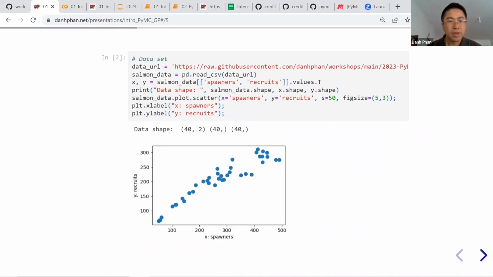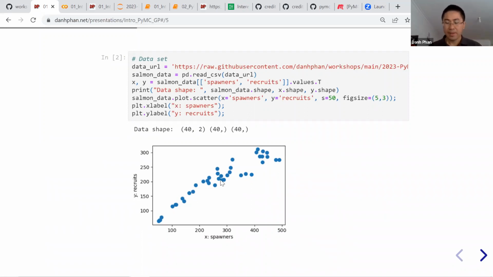So this is a data set that Chris presented in his talk at some PyData a couple of years ago. It is a data set about salmon, where the x-axis is spawners and the y-axis is recruits. So our data is something like that.